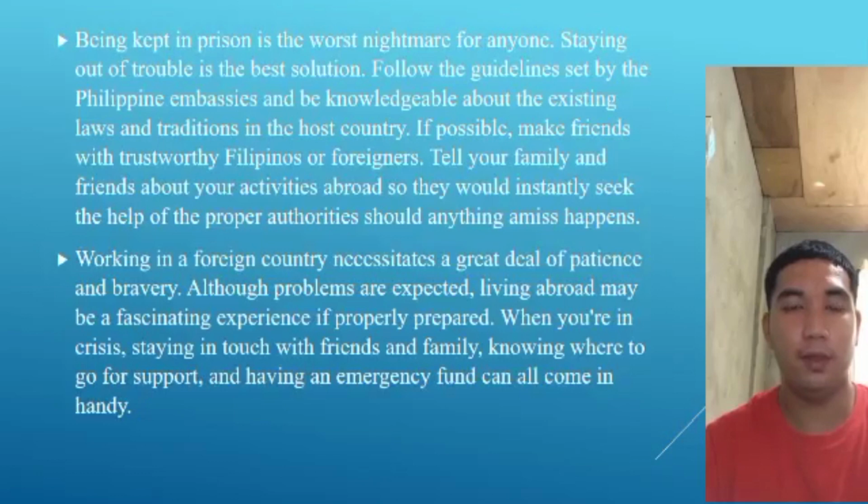Imprisonment. Being kept in prison is the worst nightmare for anyone. Staying out of trouble is the best solution. Follow the guidelines set by the Philippine embassies and be knowledgeable about the existing laws and traditions in the host country. If possible, make friends with trustworthy Filipinos or foreigners. Tell your family and friends about your activities abroad so they would instantly seek the help of the proper authorities should anything amiss happen.